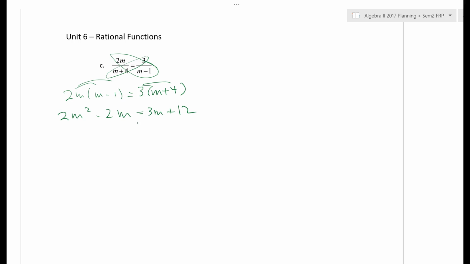Now, in order to solve quadratic expressions, we need to get everything equal to 0, so we remove everything to one side. So we're going to subtract 3m from this side, subtract 12 from this side. That'll give us 0 on the right, and then we'll have 2m squared minus 5m minus 12. So this is what I was talking about.